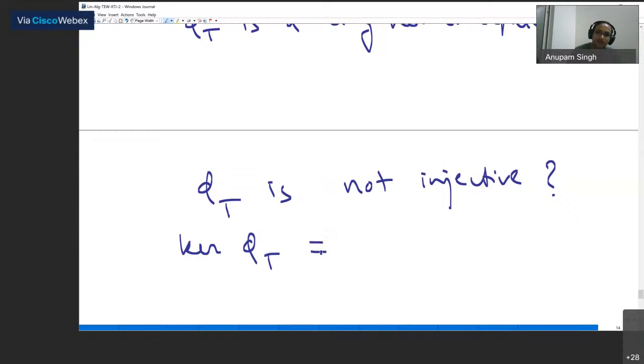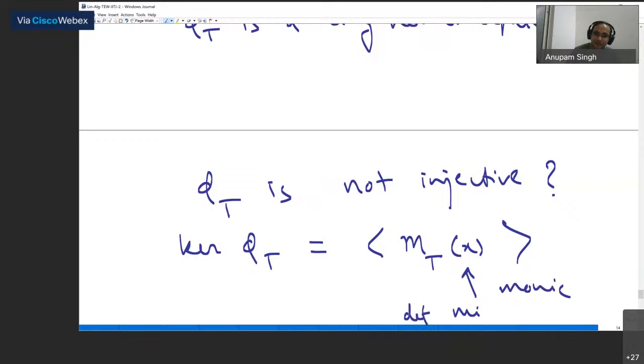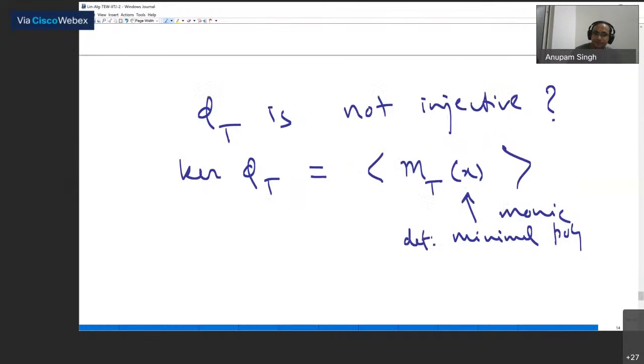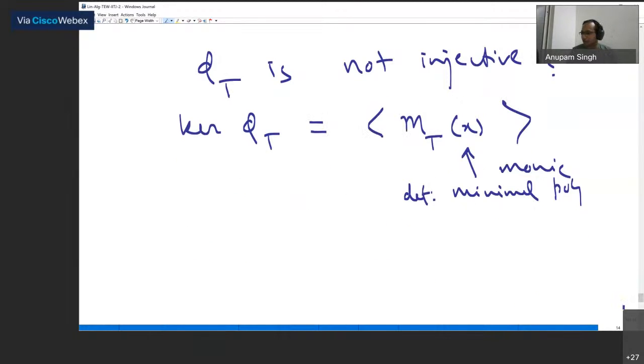It must be non-trivial, and since it is an ideal in the polynomial ring, it will be generated by some polynomial. That polynomial we call the minimal polynomial of T. This is taken to be monic, and this is what is called the minimal polynomial. This is the definition, in a way, of the minimal polynomial. Now I want to elaborate a little more on this concept.